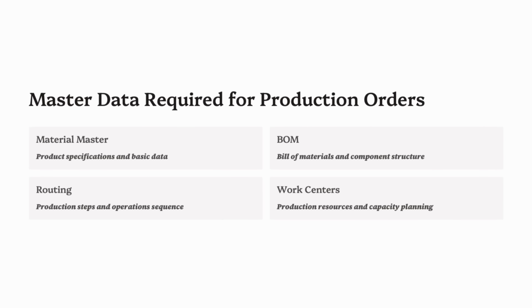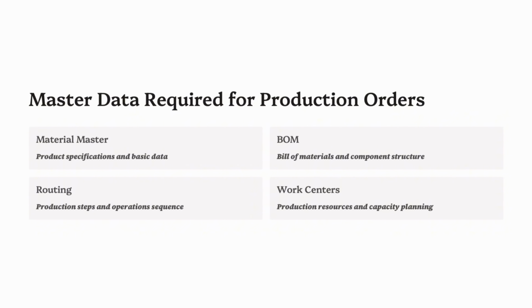Part 3. Master data needed before creating orders. Before you can create a production order in SAP PP, certain master data must already be set up in the system. Material Master contains all details about the product to be produced and the raw materials required. Includes information like units of measure, procurement type, and planning data.